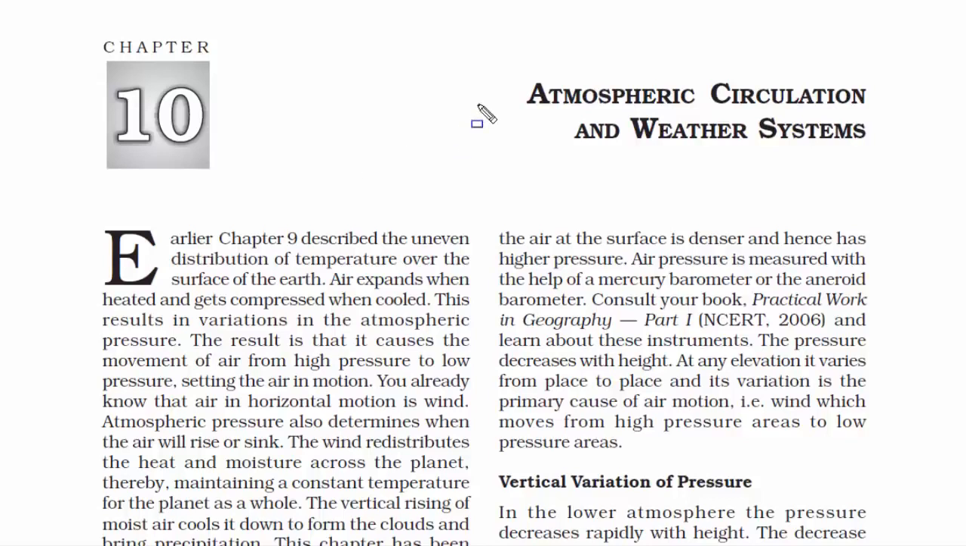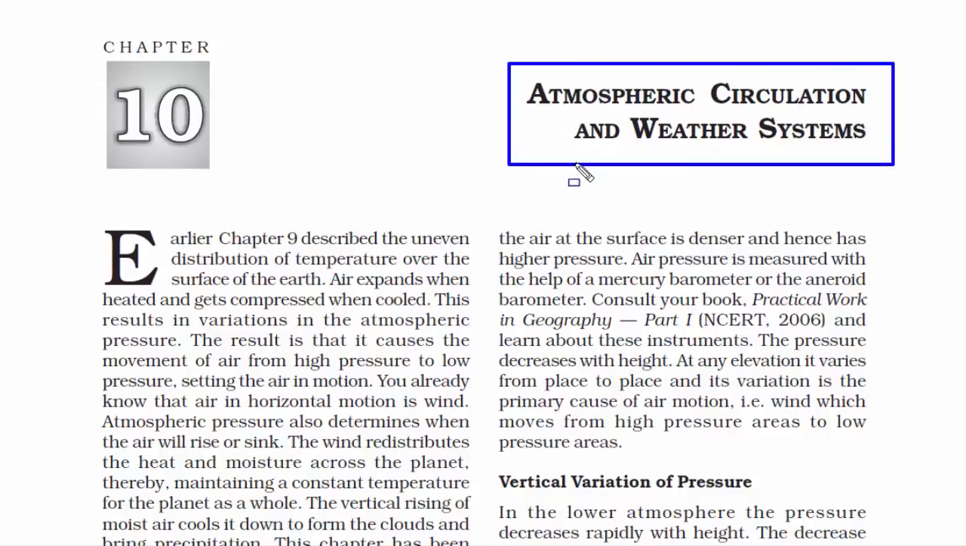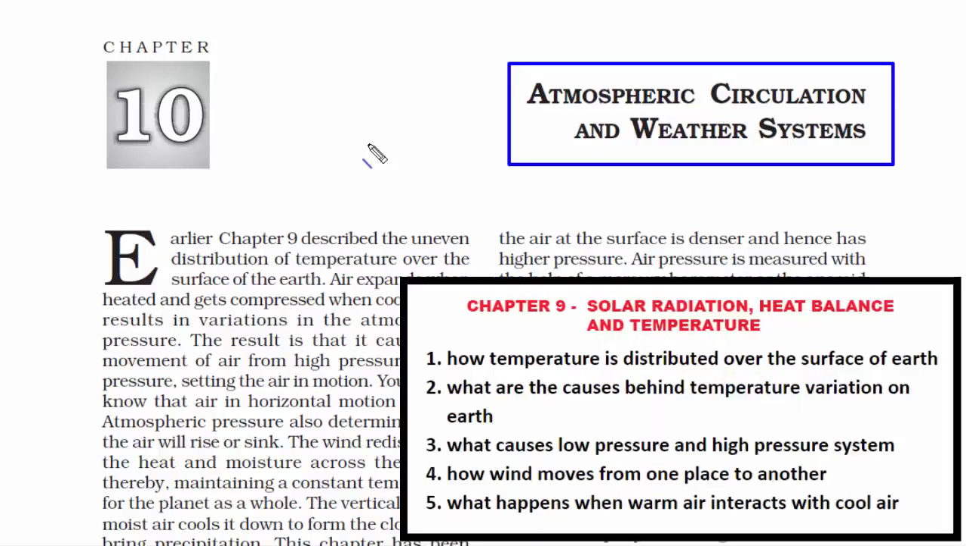This video is on chapter 10, atmospheric circulation and weather systems. So in the previous chapter, we have read about how temperature is distributed over the surface of Earth. We have also seen that not every place on Earth has the same temperature and what are the causes behind it. Then we have also read about what causes low pressure and high pressure systems.